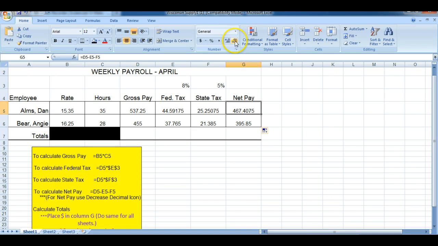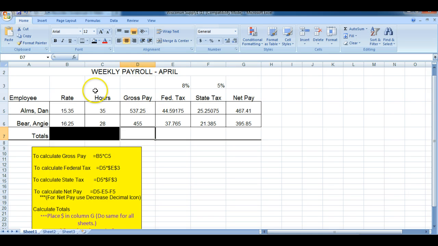So we need to go up to this numbers area, and we need to decrease decimal. And yes, it will round up. It's all right. But we need to make it look correct. We're not going to leave all those decimal places on there.